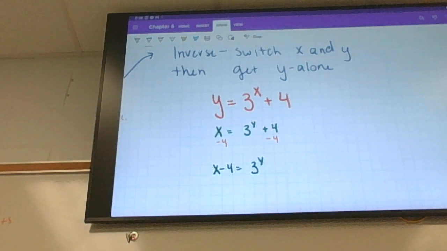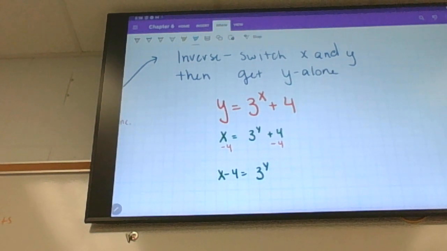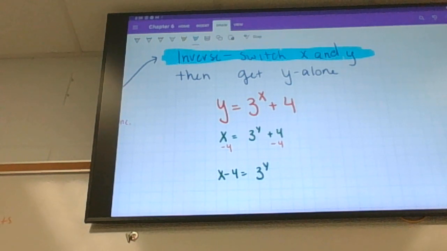Oh. You tell us to leave the 3 alone. Okay. So I did switch x and y because I'm trying to find the inverse. So those are good. And then I minus the 4. Now the y is stuck up high. I love where you're at. The y is stuck up high. How do we get something stuck up high by itself?